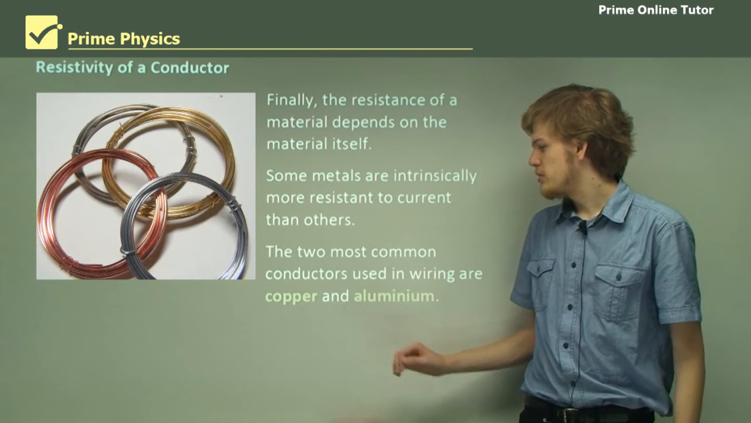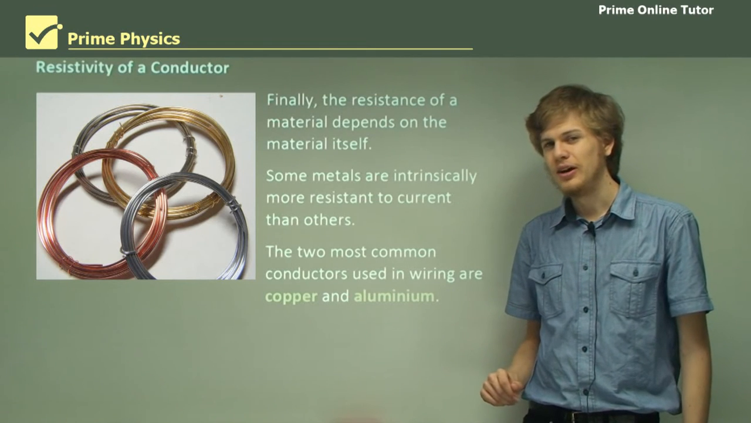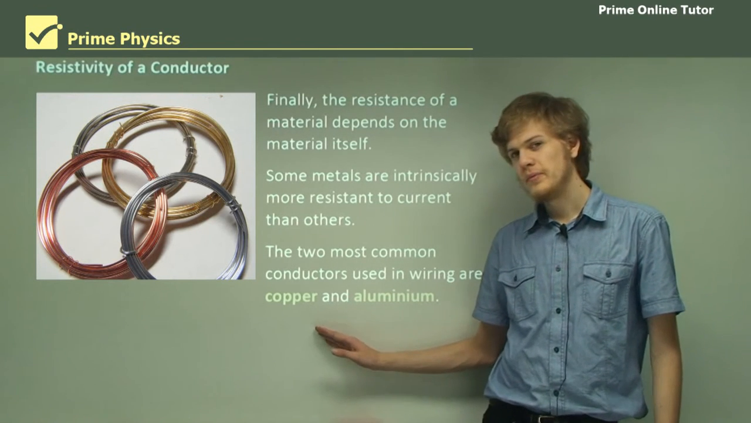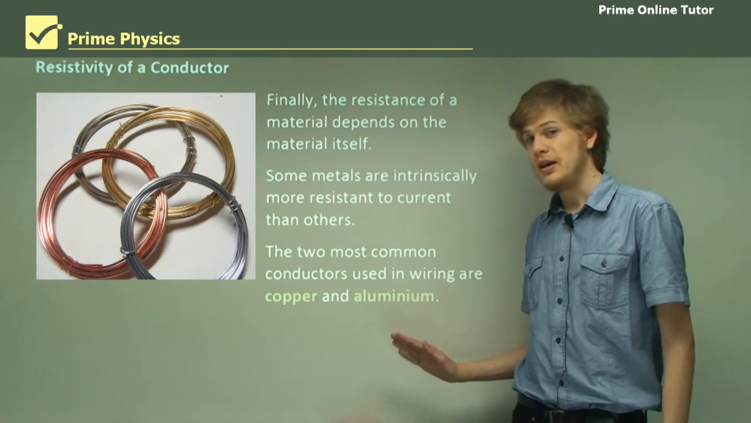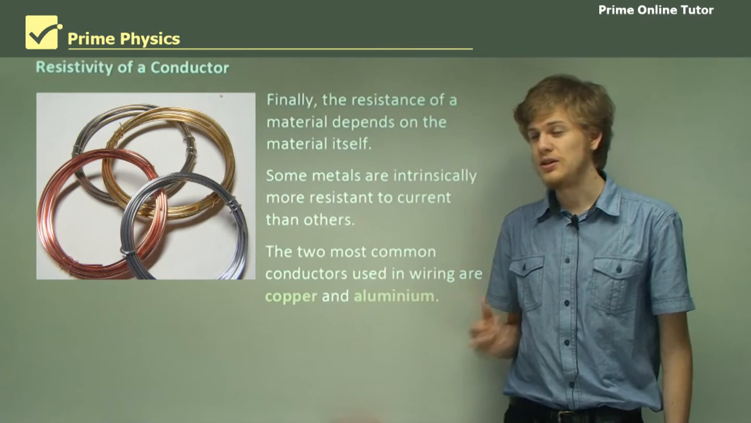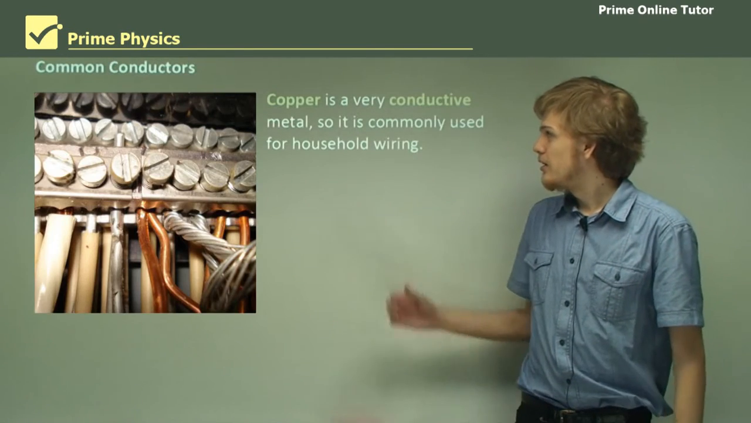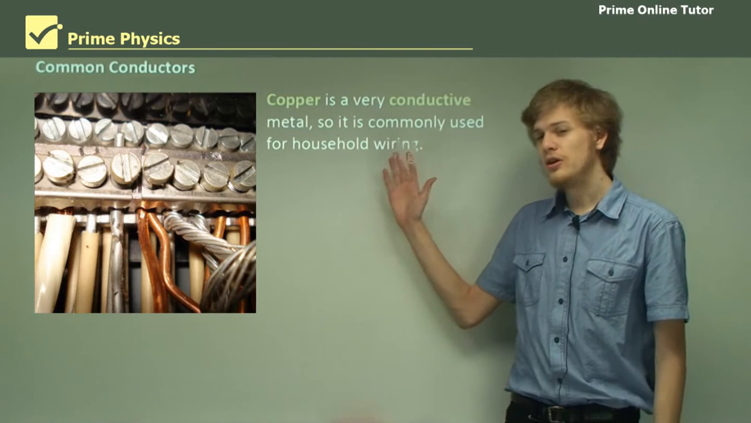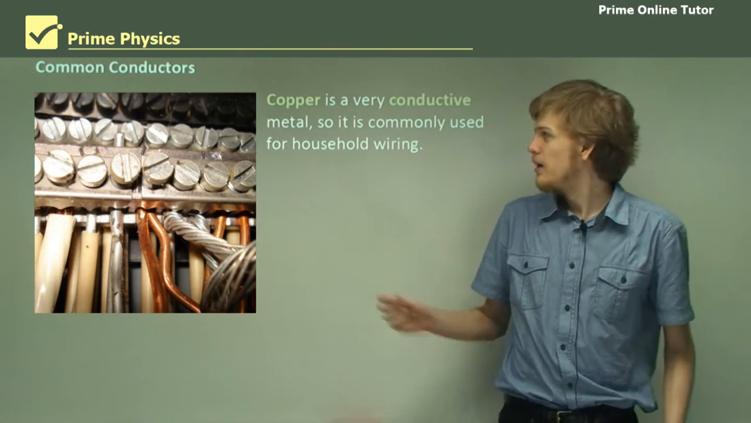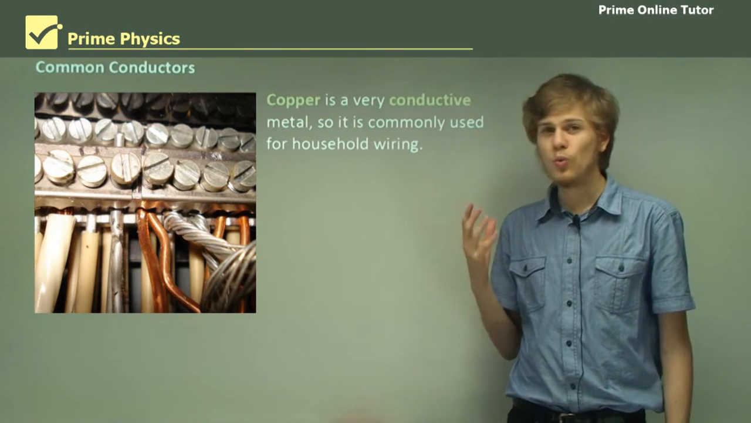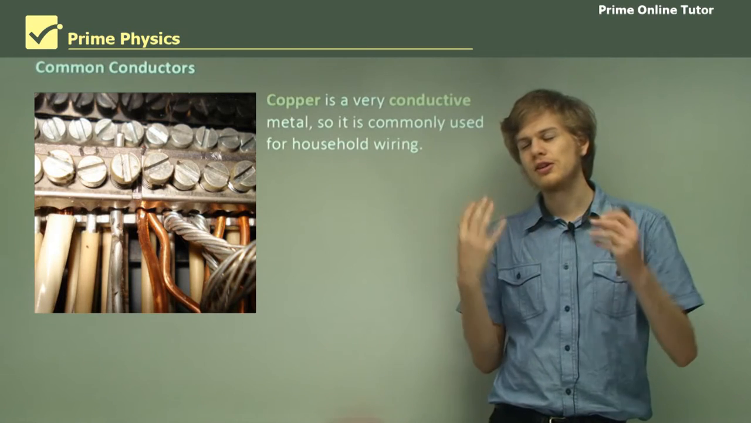The two most common conductors used in wiring are copper and aluminium, right? So remember, copper has a higher conductivity than aluminium, and aluminium has a higher resistivity and a higher resistance than copper. Now copper, because it's so conductive and it has a very, very low intrinsic resistance, is commonly used for household wiring, right? It means that we don't have to lose very much electrical energy.